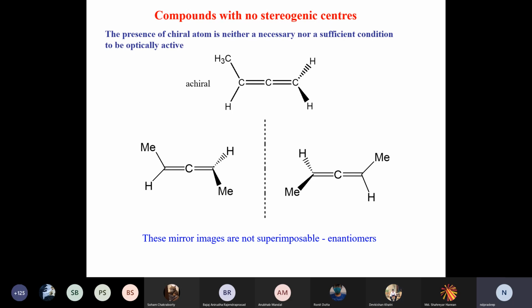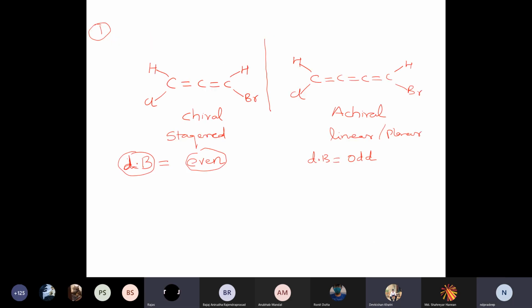Sir, when the number of double bonds is odd, they are in the same plane, so we get a plane of symmetry, so that's why it's achiral, no? Yeah, that also, whatever you can do, you can think in that direction also, nothing wrong with it.